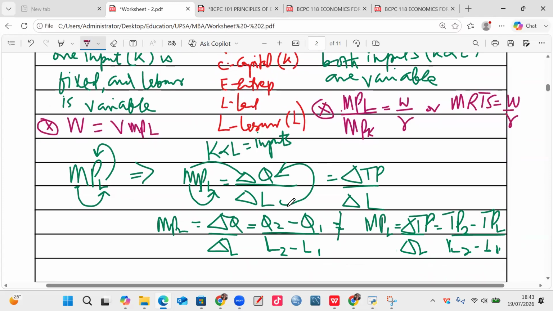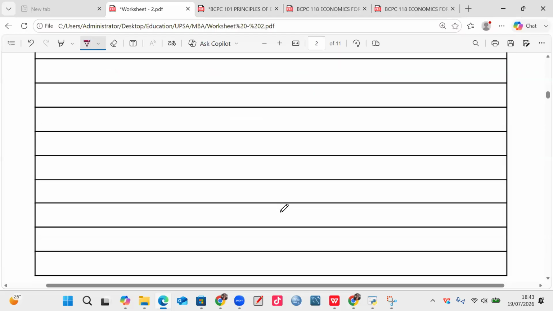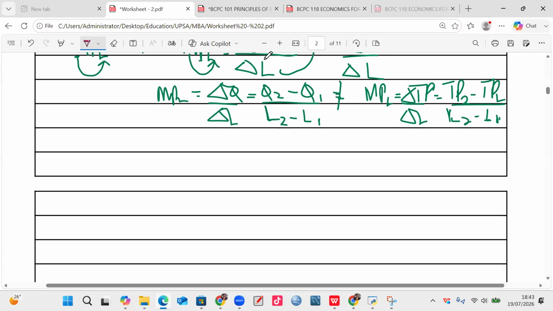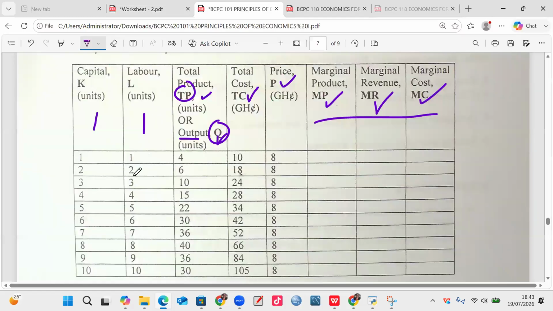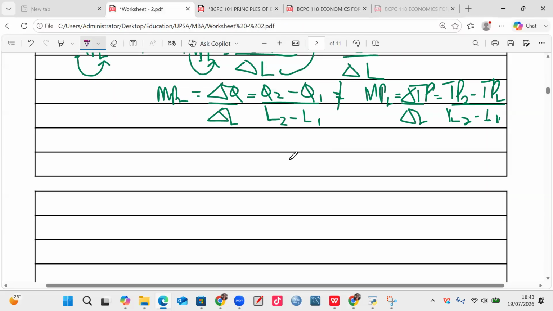So now let's go back to the table. I'm going to redraw the table. The question says we should fill in the table. The first thing I will do is redraft the table. It is 1 to 10. So let's start. I have capital here as well. Capital is K. Then labor. Labor is L, right? Then what is next? Output.